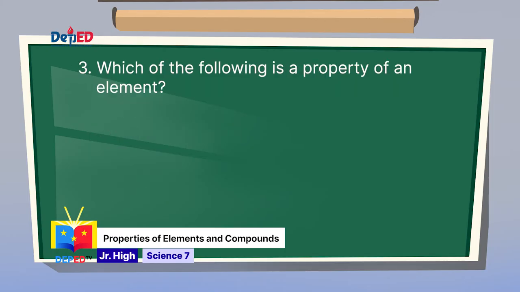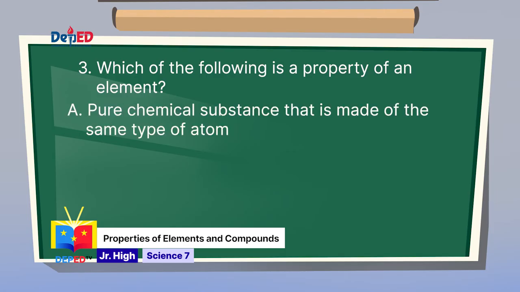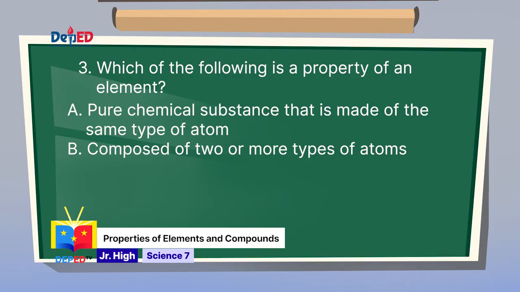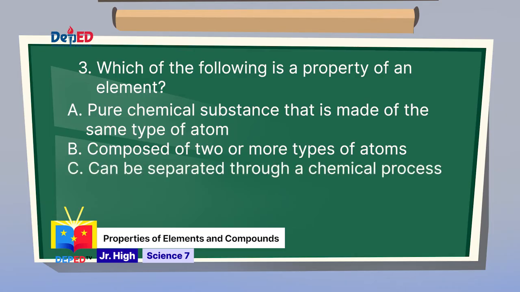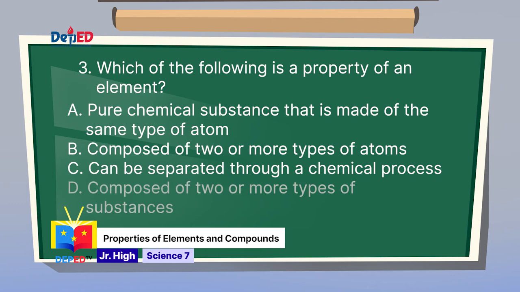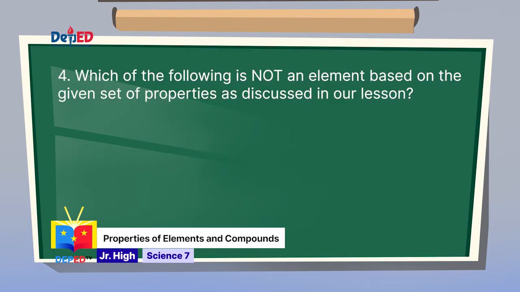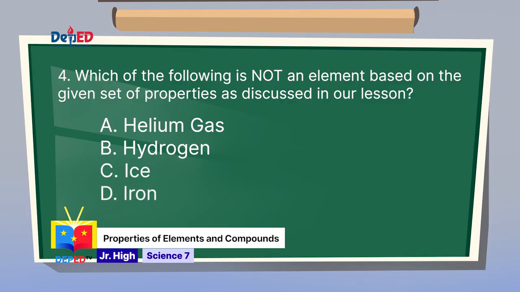Number 3. Which of the following is a property of an element? A. Pure chemical substance that is made of the same type of atom. B. Composed of two or more types of atoms. C. Can be separated through a chemical process. D. Composed of two or more types of substances. Number 4. Which of the following is not an element based on the given set of properties in our lesson? A. Helium gas. B. Hydrogen. C. Ice. D. Iron.